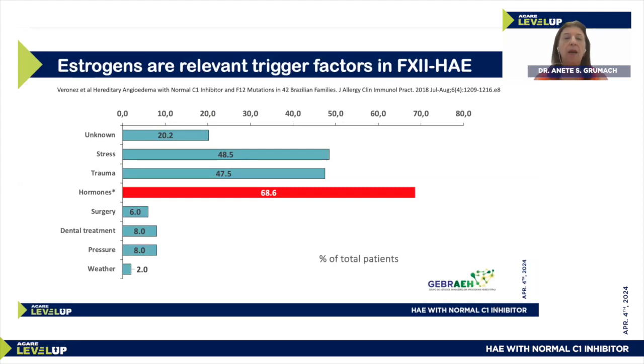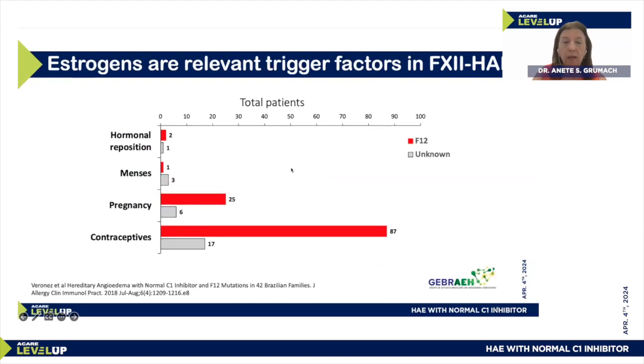Let's see some differences. One is about the trigger factor. We see the hormones as a special trigger factor for all these patients. We can see here our experience in 42 Brazilian families and 130 patients. We can see that hormones are very important, but the other trigger factors are present, like stress, trauma. So even dental treatment, pressure, weather, they are present in these patients. And regarding the influence of the hormones, we can see here that contraceptives are very important, and you will see it will be commented about the therapy of these patients.